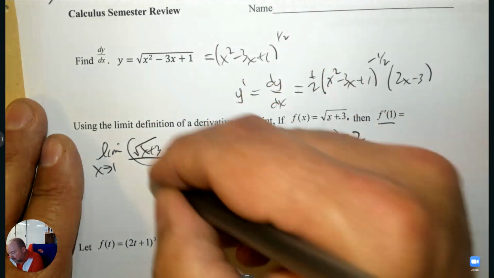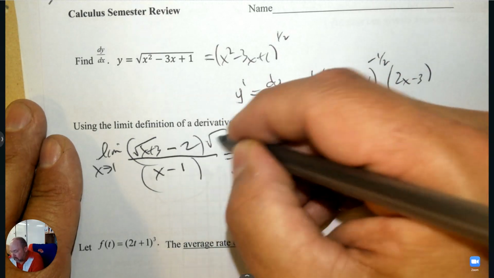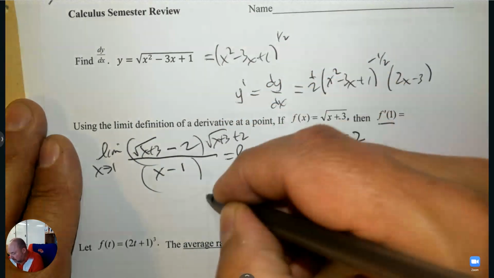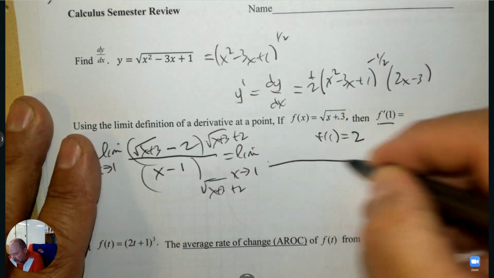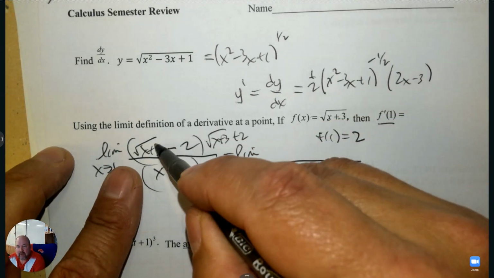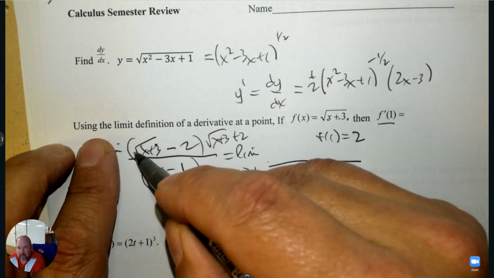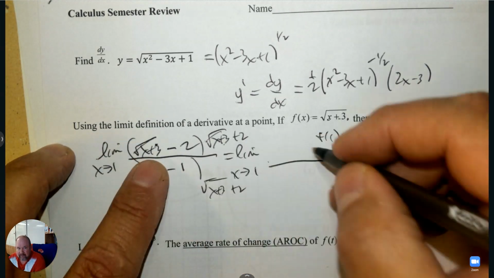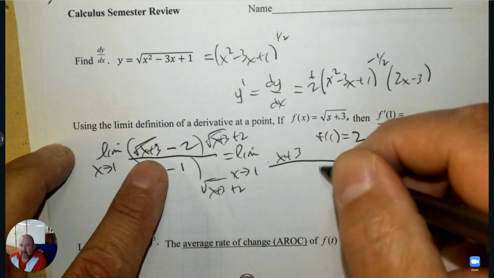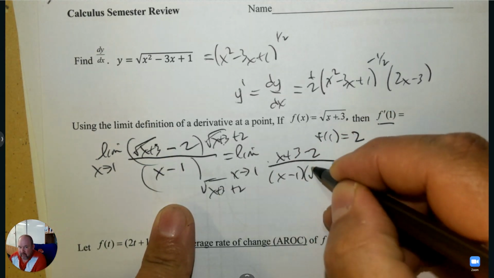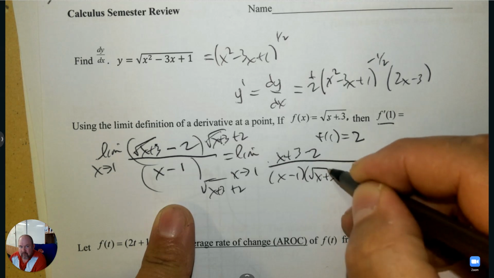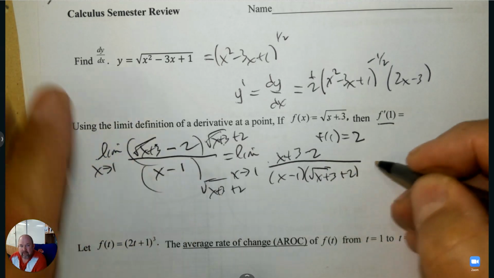I'm going to multiply top and bottom by the square root of x plus 3 plus 2. So the square root of x plus 3 plus 2. So the numerator, the root times the root, they cross out. The square roots cross out and just leave me with x plus 3. And then I have minus 2. The denominator, I'm just going to put them beside each other. So we have the square root of x plus 3 plus 2. Not going to fiddle with that.